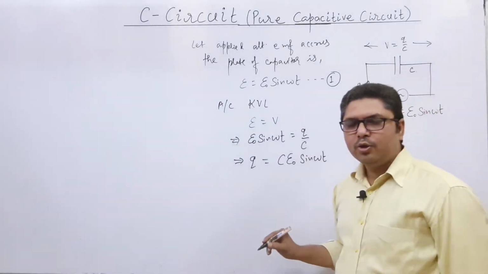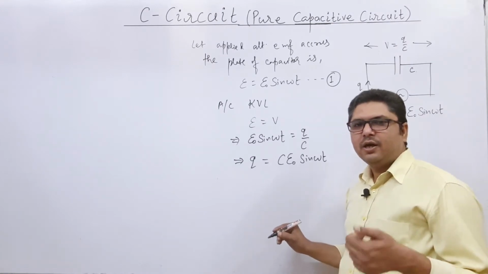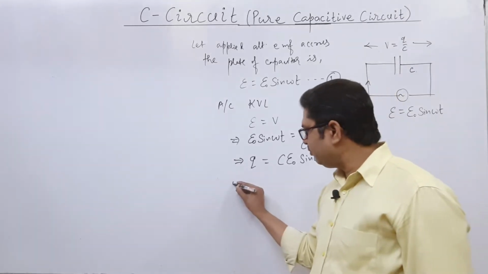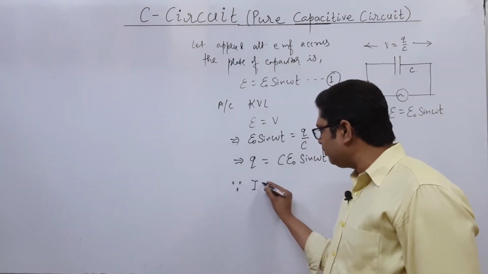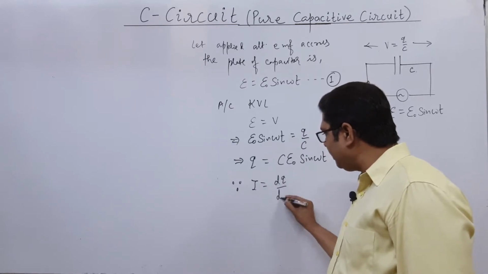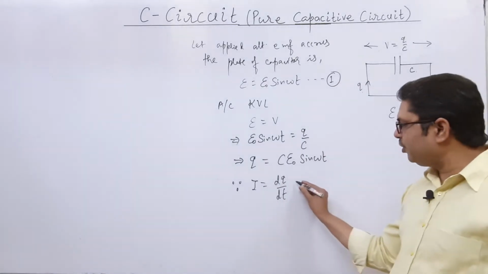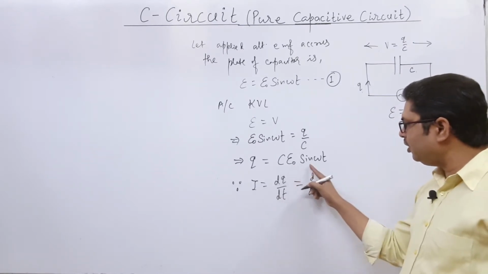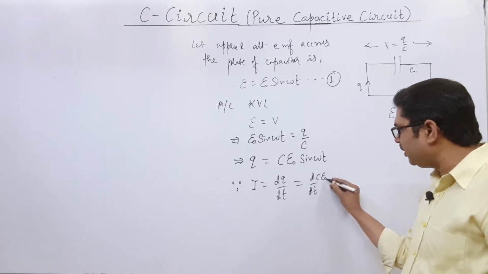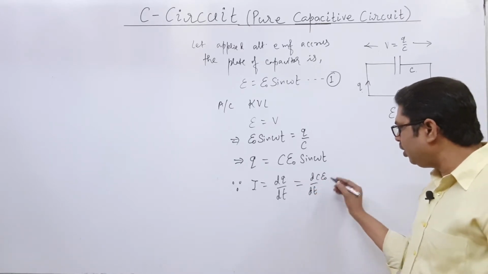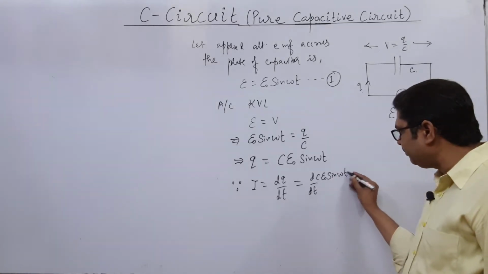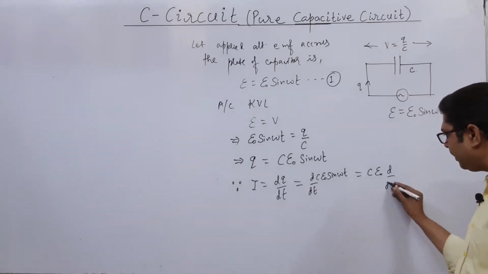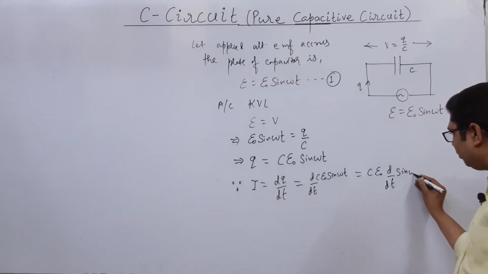This is Q. Now we all know what current is. Current is the rate of flow of charge. So we write here I equals dq upon dt, so put the value of q. What is the value of q? The value of q is C E naught sin omega t. Now take out the constant: C E naught d upon dt sin omega t.